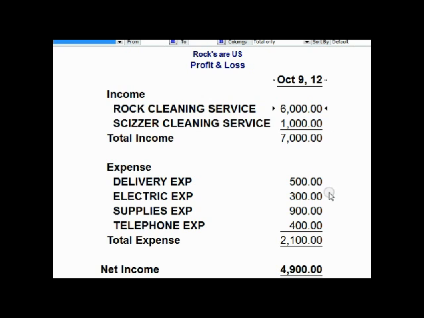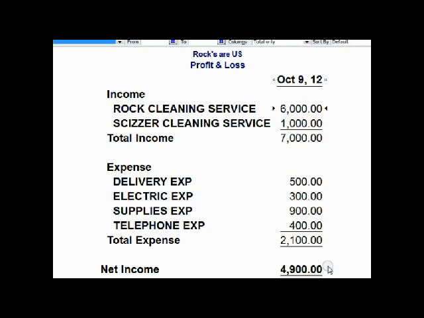And let us imagine that these are the individual accumulated expense amounts for all of the services that they used and expenses that they incurred or acquired for the month of October. Thereby, the net income is $4,900.